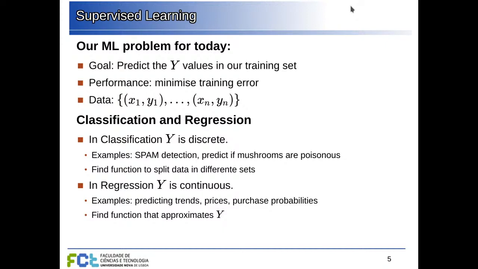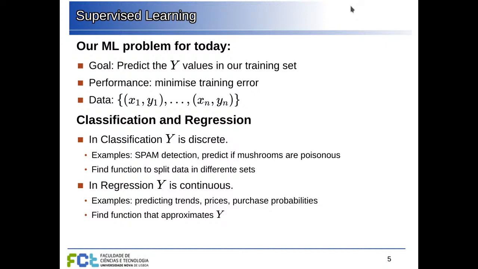So the performance that we're going to measure for this task is higher as we minimize the training error. The lower the error we are measuring on our training set, the better the performance of our learner. And the data that we have is just a set of points for which we have the features, the x vectors, and the target value, the y.